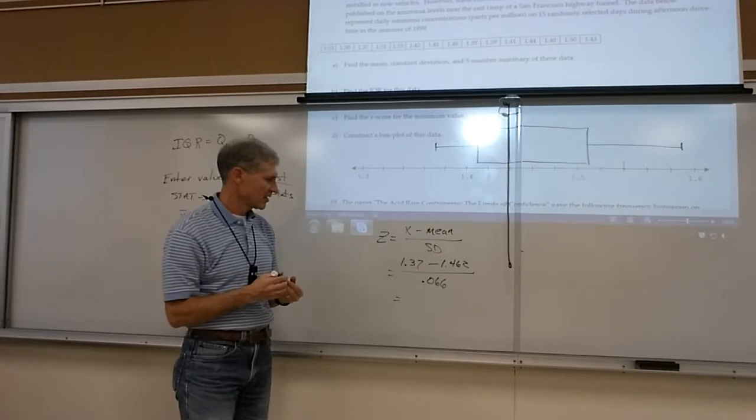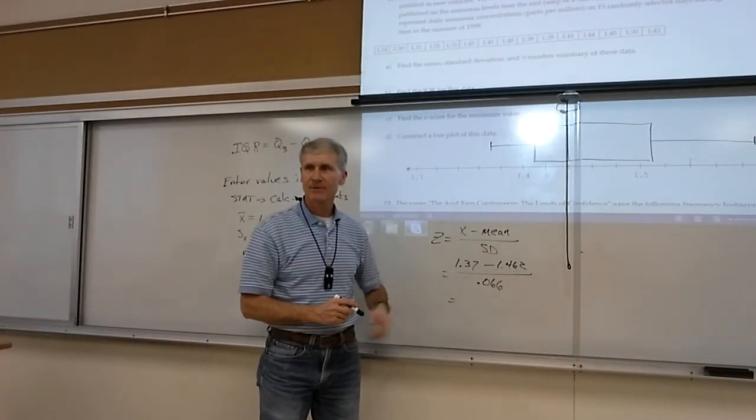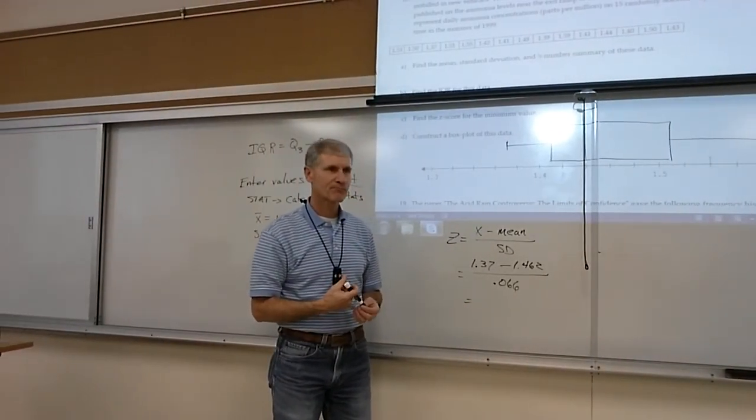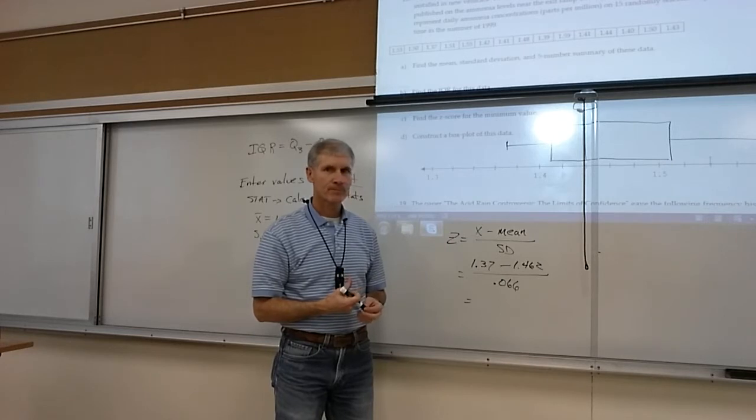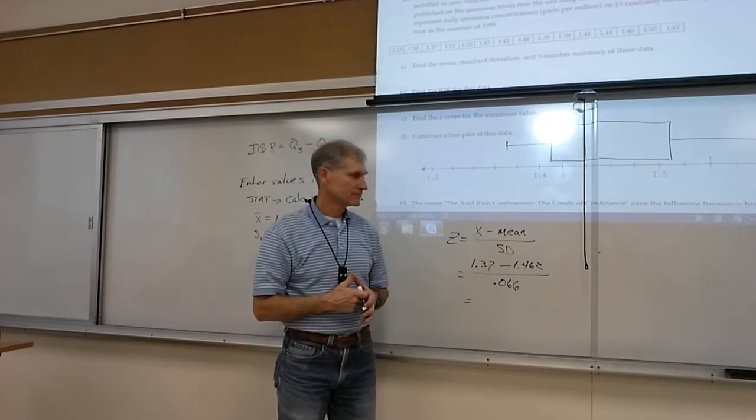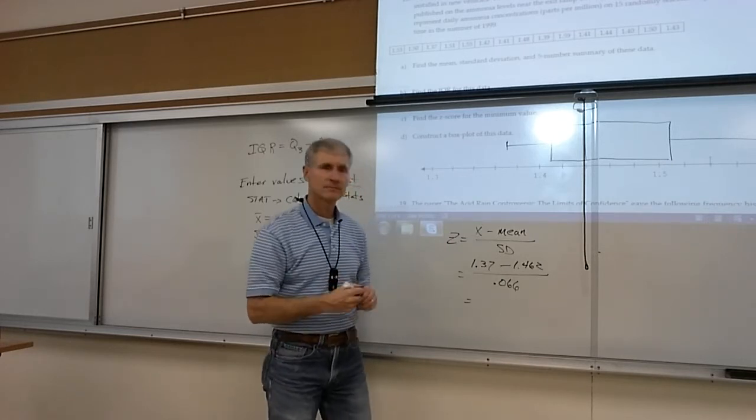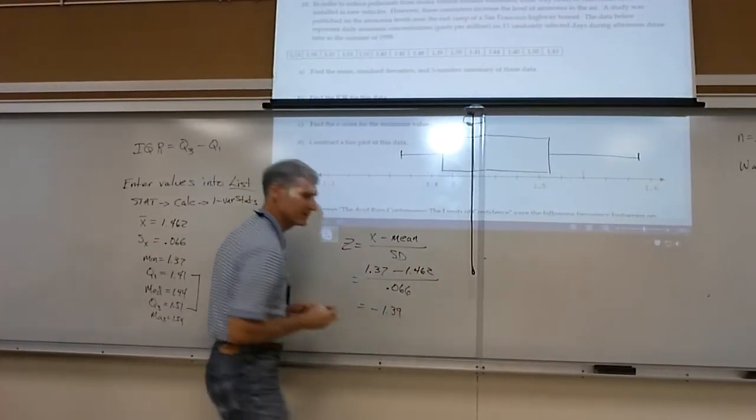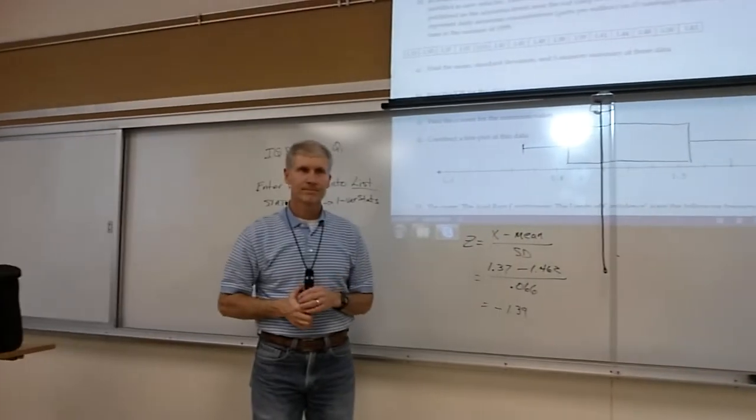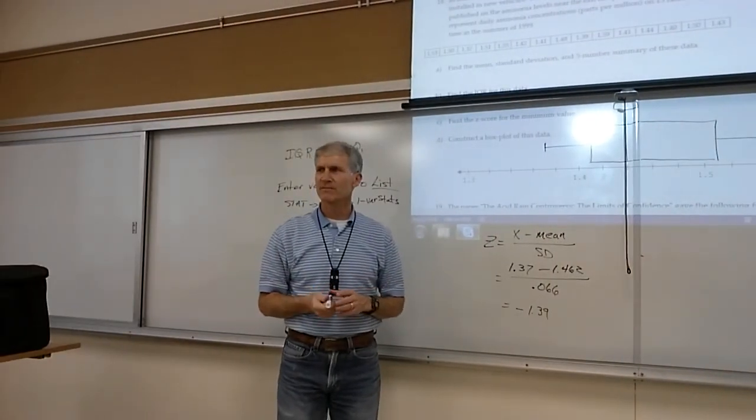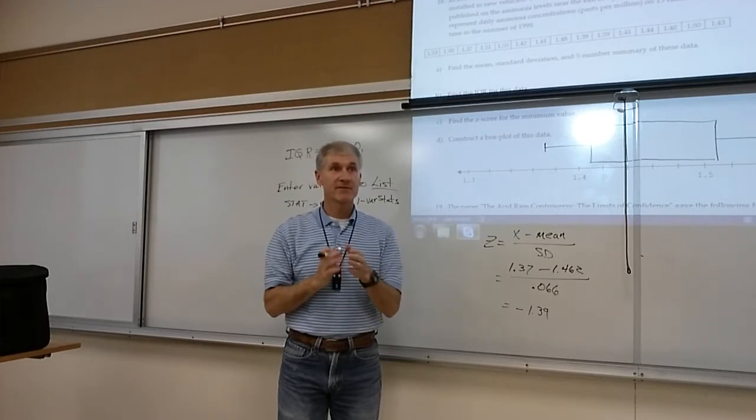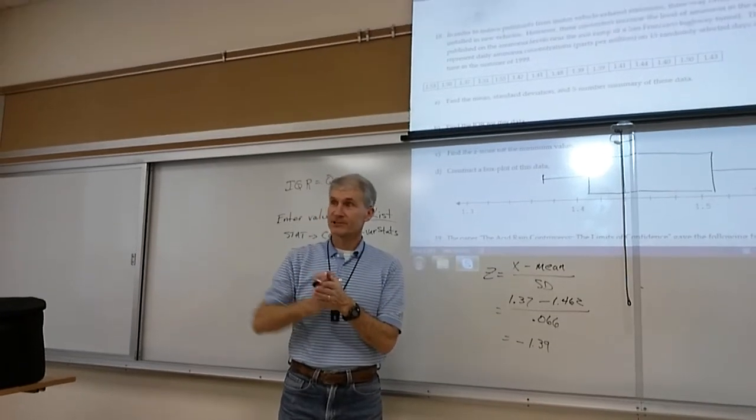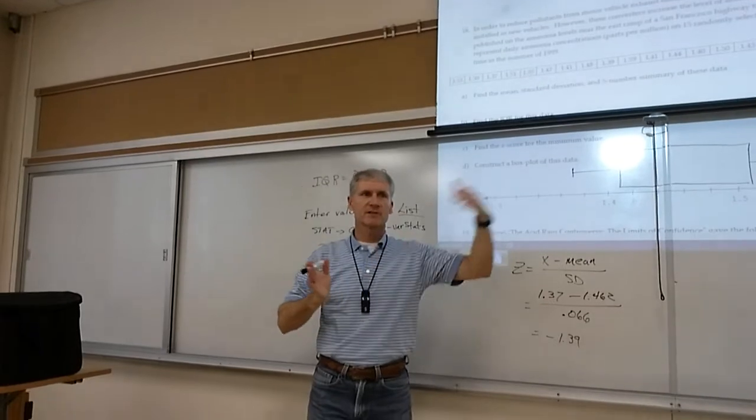So I need help with the math. What's that work out to be? Negative 1.39. Negative 1.39. Okay? Can z-scores be negative? Yeah. Negative means what? It's below the mean. Positive, it's above the mean.